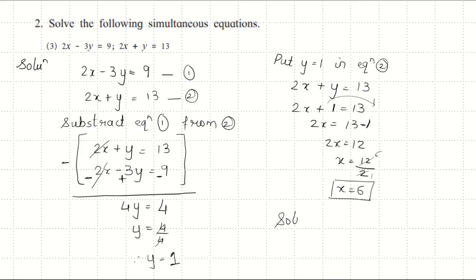So, the solution is x is equal to 6 and y is equal to 1.